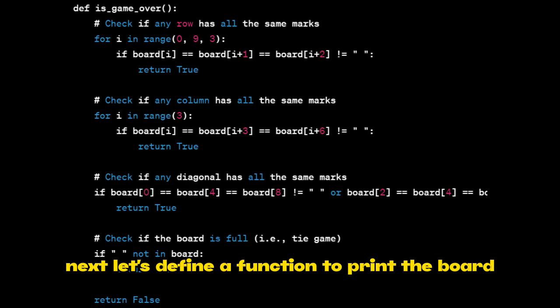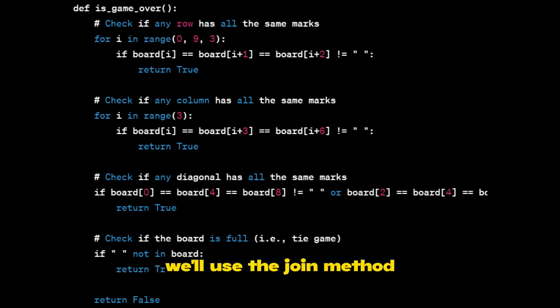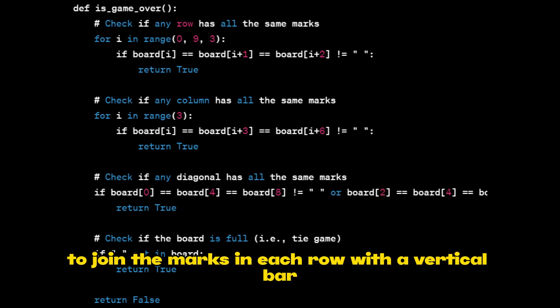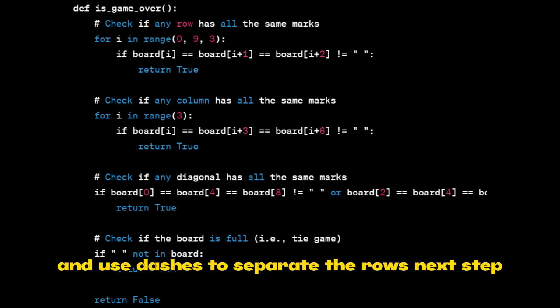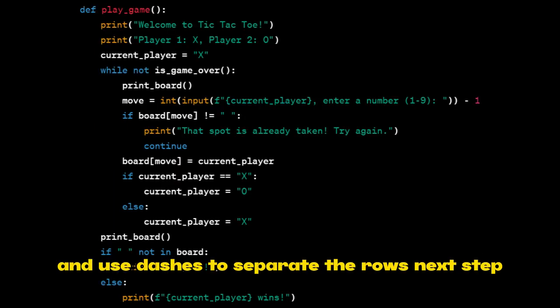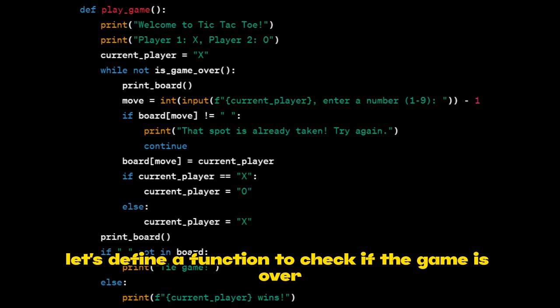Next, let's define a function to print the board. We'll use the join method to join the marks in each row with a vertical bar, and use dashes to separate the rows. Next step, let's define a function to check if the game is over.